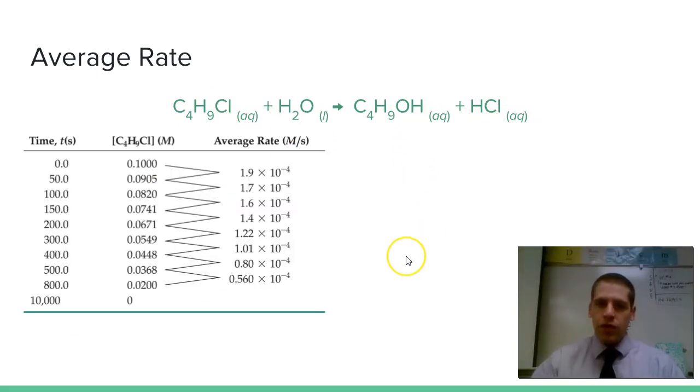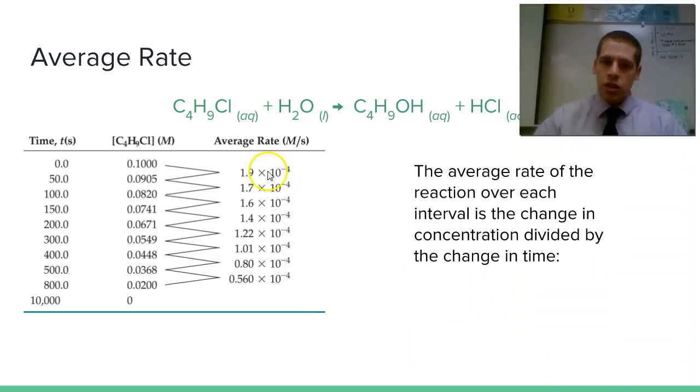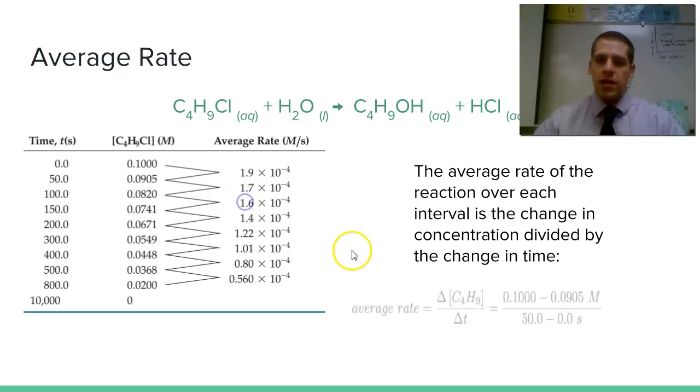Now, in all of these 50-second intervals, we can calculate an average rate, and the average rate is going to be the change in concentration over the time for that time interval, right? So in this example, our time interval is 50 seconds. We're taking a measurement of the concentration every 50 seconds, and so our change in time is 50 seconds, and then we would want to look at the change in concentration over that time period.